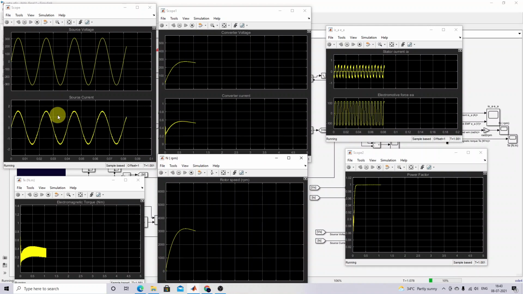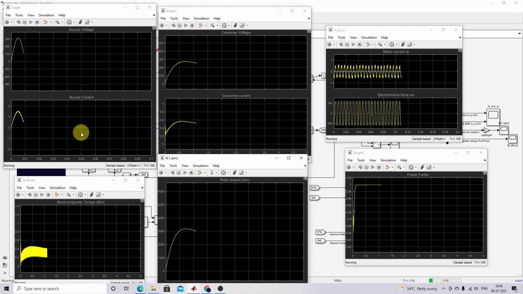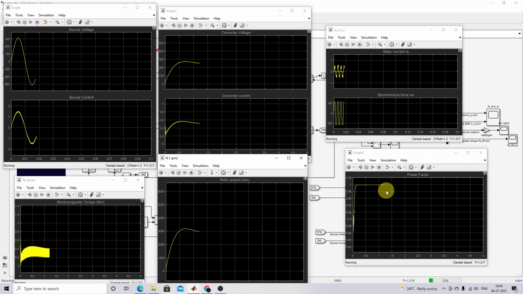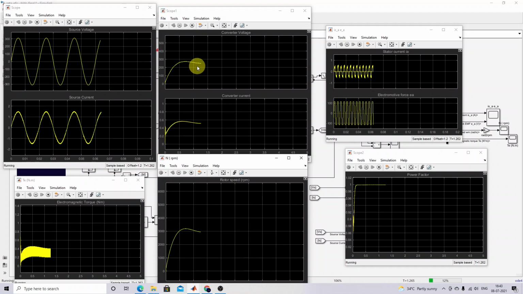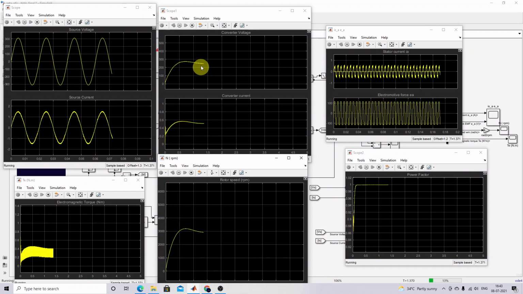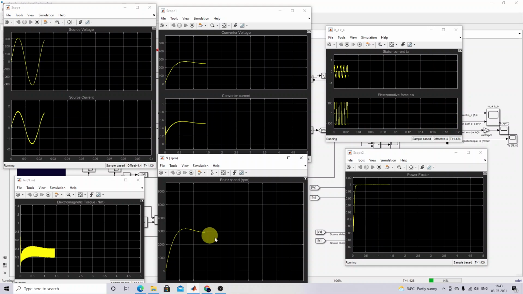So we can see that the nature of the source current is always sinusoidal. The power factor of the source is maintained at unity. Initially the reference voltage is around 250 volt, and now we can see that it comes to 250 volt. Voltage regulation also happens in the system. Here we are going to control the converter output voltage. This way we can control the speed of the BLDC motor.